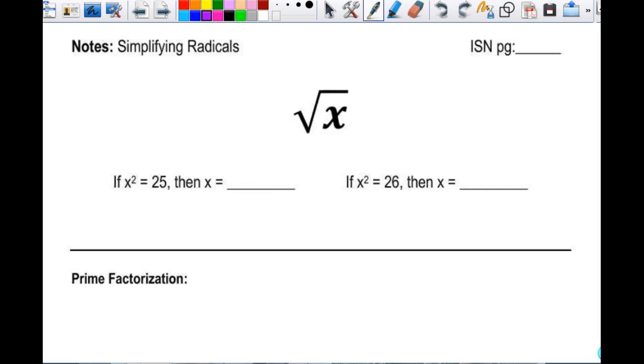So there's a place for ISN page and all that. You can just ignore that. This isn't necessarily going in your ISN. But this is a square root, also called a radical. We know all that, right?